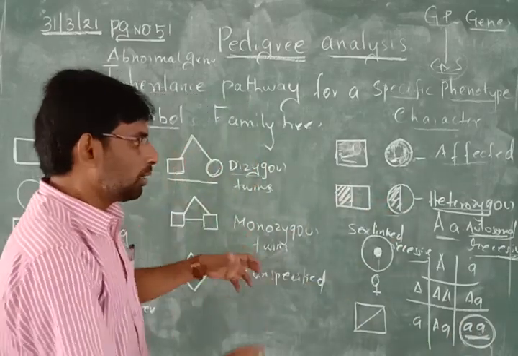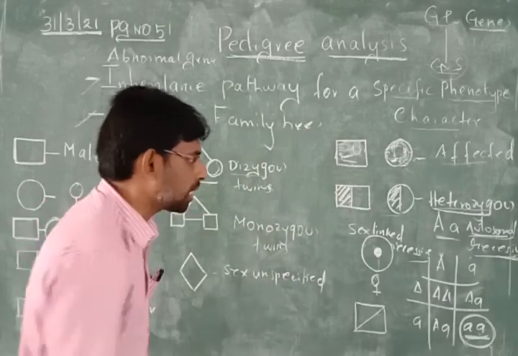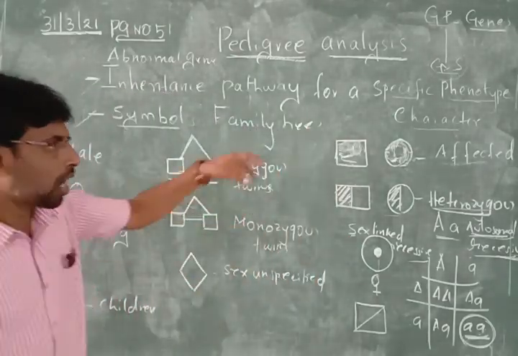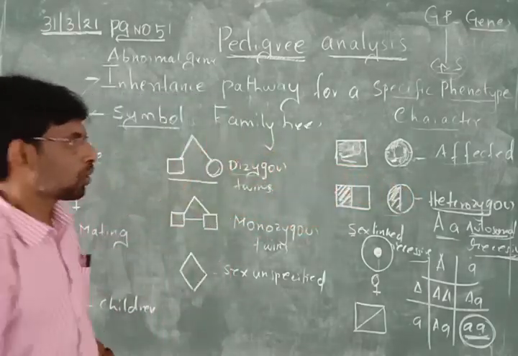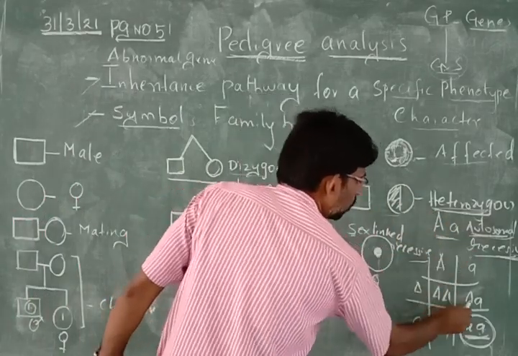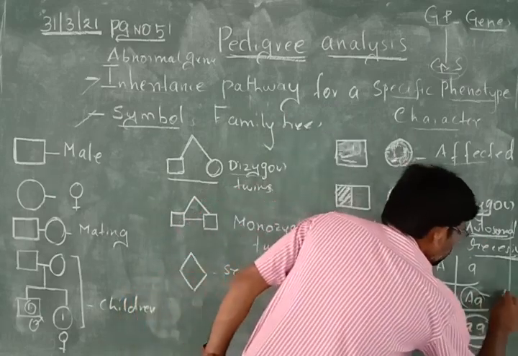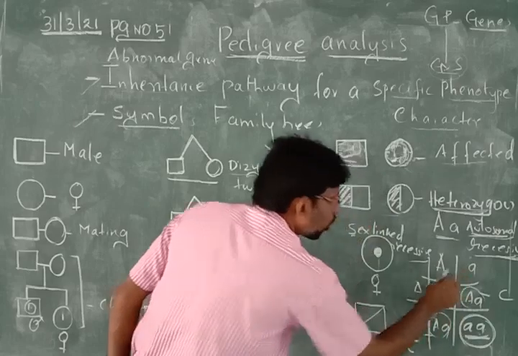Most of the time, the carriers are passing the disease from one generation to another generation through these sex chromosomes only, not the body chromosomes. Okay, they are not having the disease, but still they are the carriers. That means they have the heterozygous condition. Those who are heterozygous like this are called carriers. This is a carrier, this is also a carrier, and this is normal because both are capital.